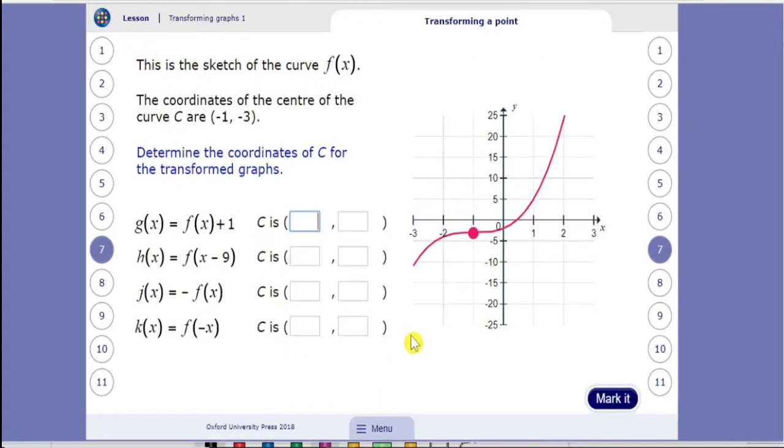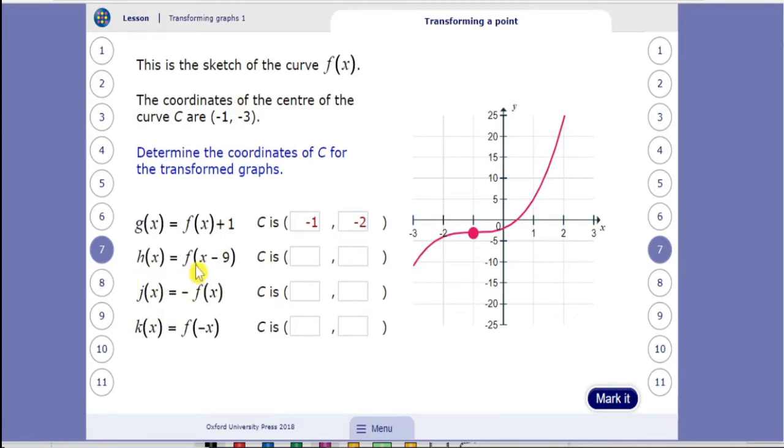Let's do this simple practice. If g of x is equal to f of x plus 1, you see we are adding something to the output of the function. It means the x value, which is minus 1 here, remains the same, and the new y coordinate is increased by 1. So negative 3 plus 1 is negative 2.